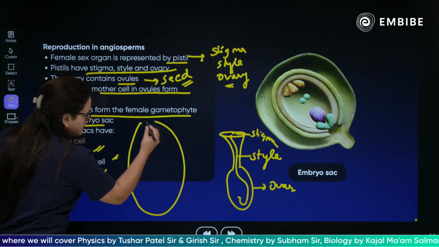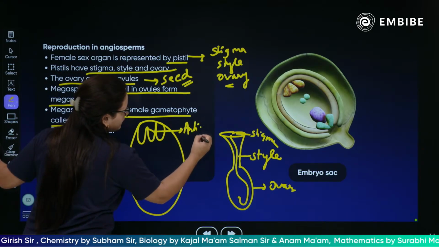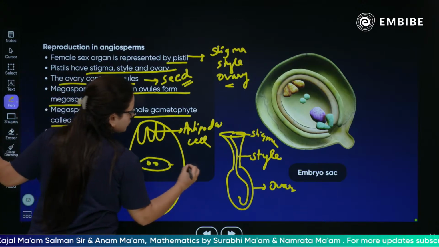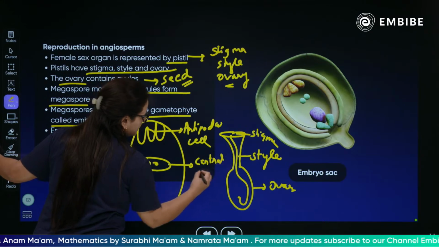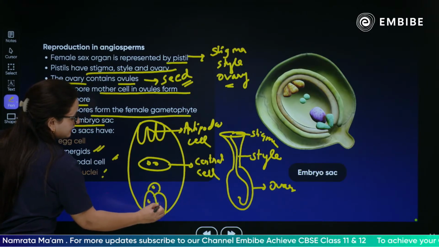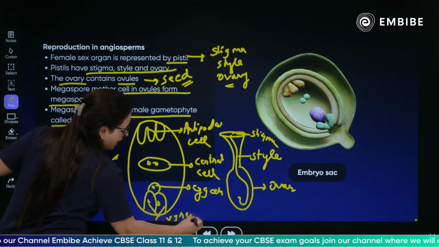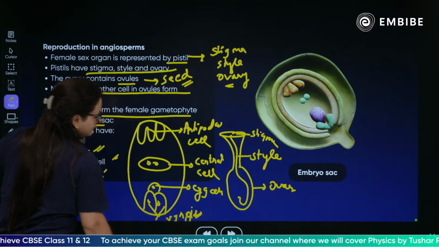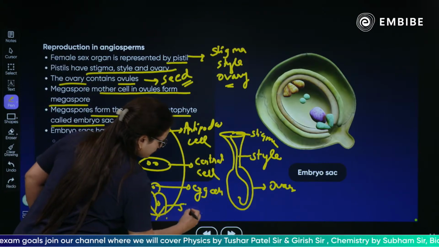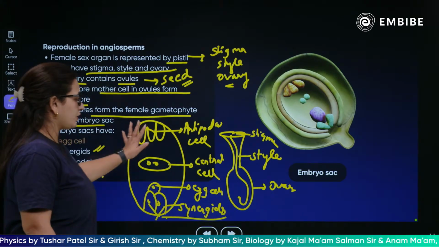This is how it looks. Can you see this? This is your embryo sac. These are your antipodal cells. Inside there are two polar nuclei, and this is also called the central cell. These are the synergid cells. This is the egg cell, and these two are synergids. So this is how your embryo sac is present.